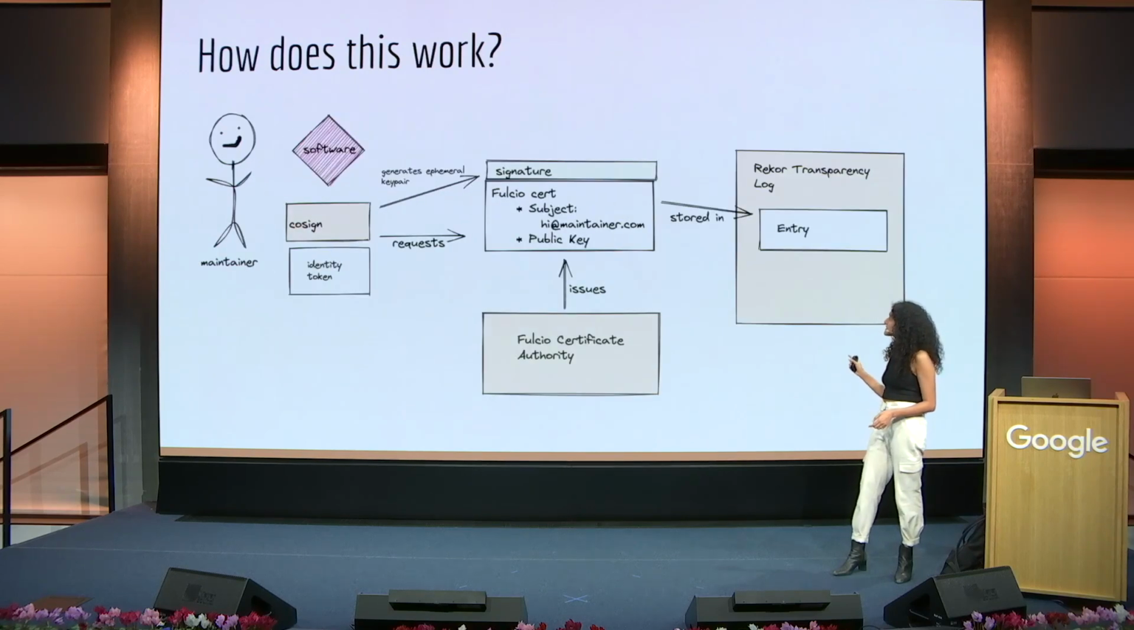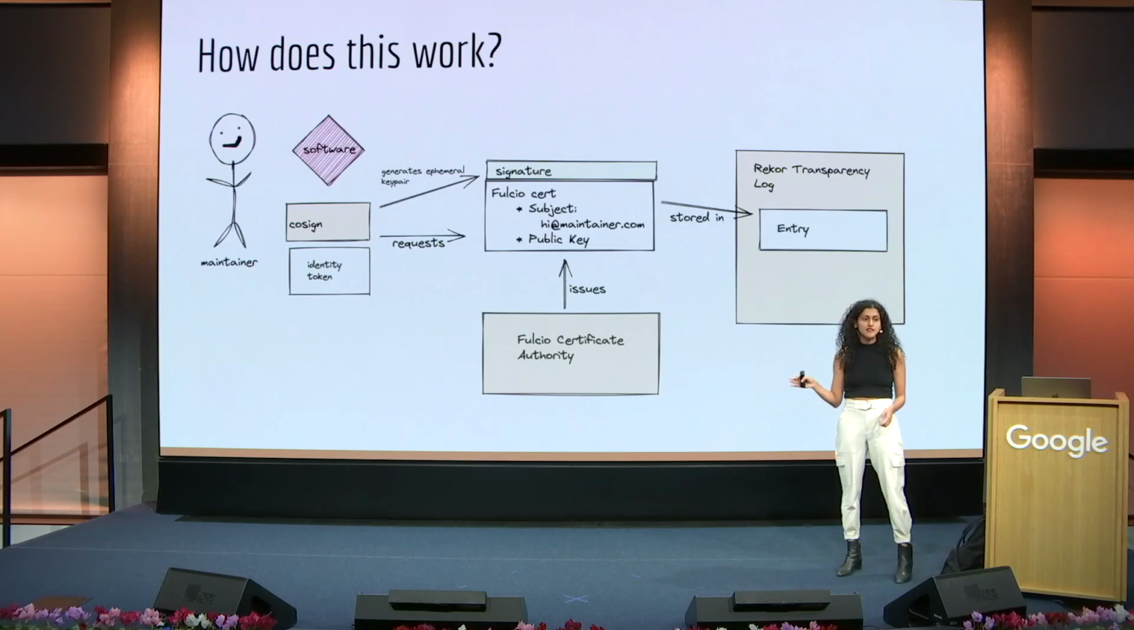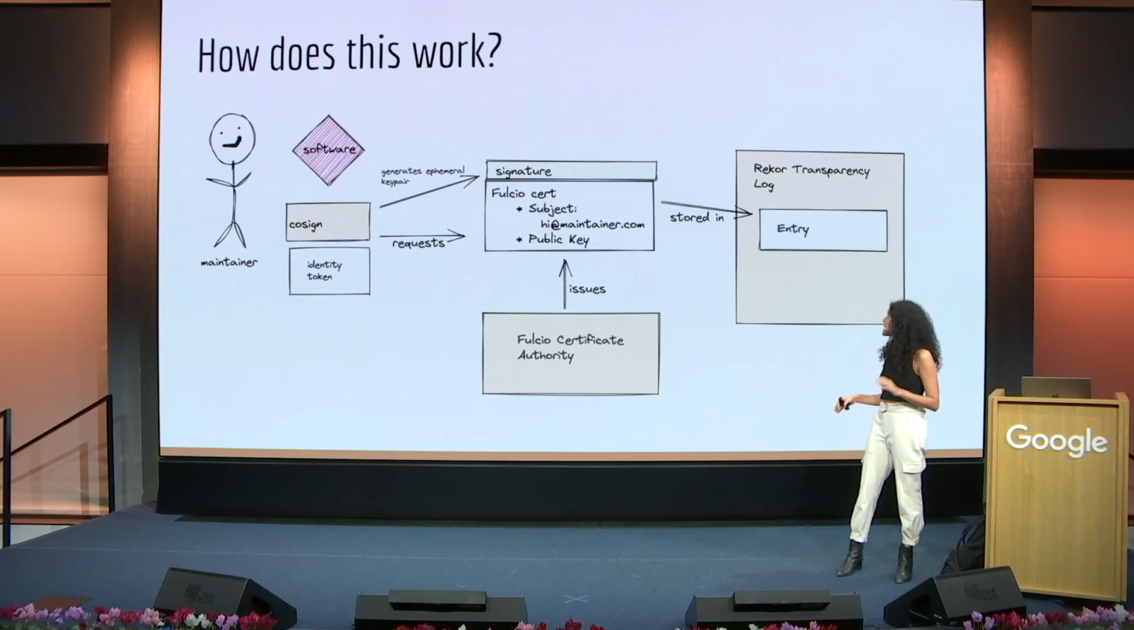So the final step of this is that the certificate and the signature are stored in the Rekor transparency log, which is a completely public, cryptographically verifiable log. It's append only and immutable. So once there's an entry in the log, it can never be changed and it can never be deleted. And if something is tampered with, anyone with access to the log, which in this case is everyone because it's public, can cryptographically verify that it has been compromised.